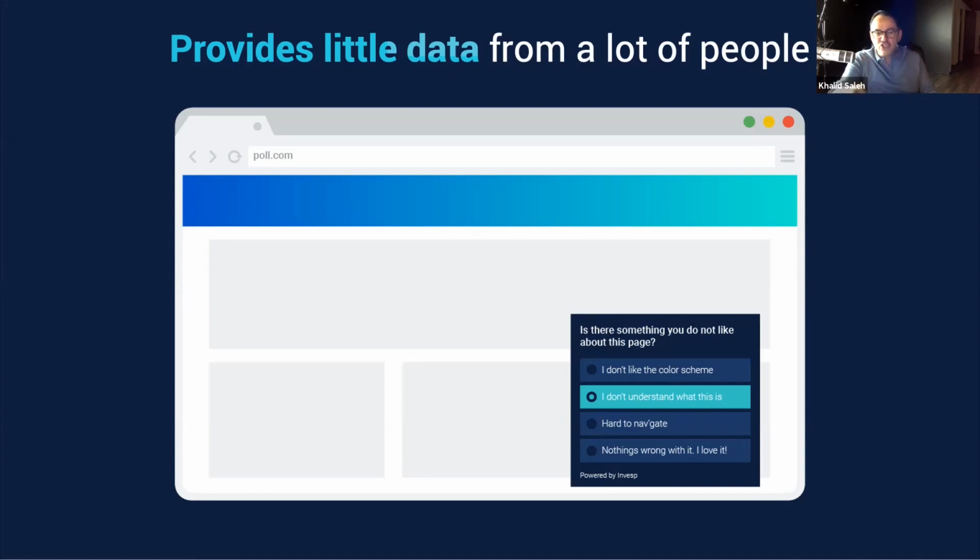The challenge with surveys, because they are extremely popular nowadays, and as a matter of fact, if you use Pie, which is a software made by Invest, you see that it's one of the tools that we offer to our subscribers. The challenge with surveys, though, is that they give you very few data points from a lot of people.